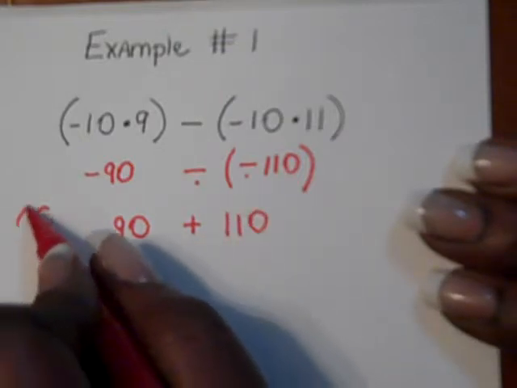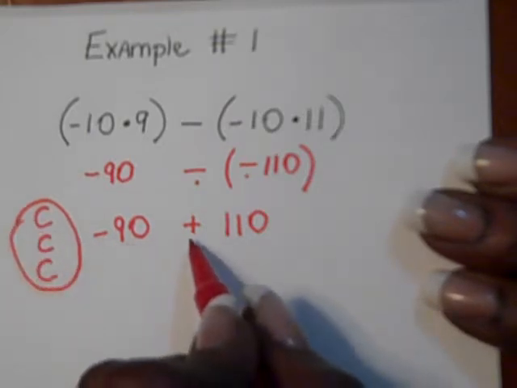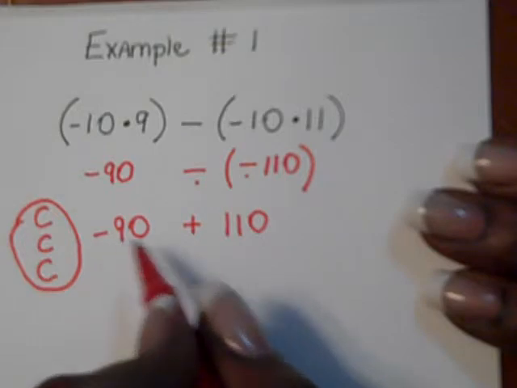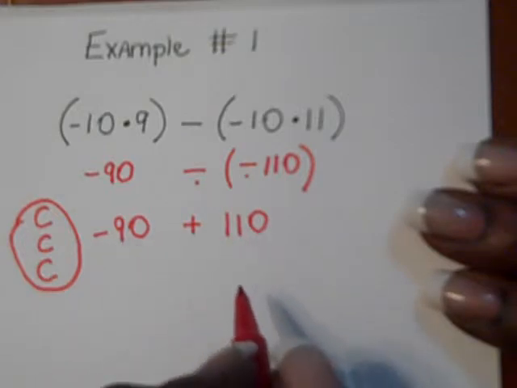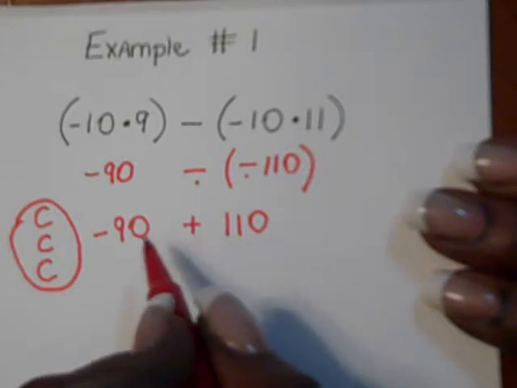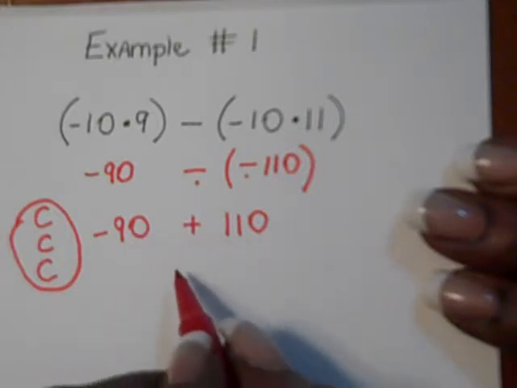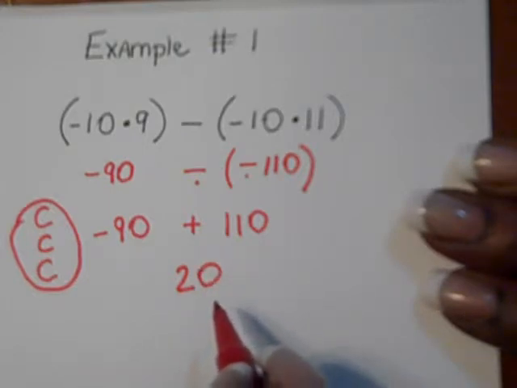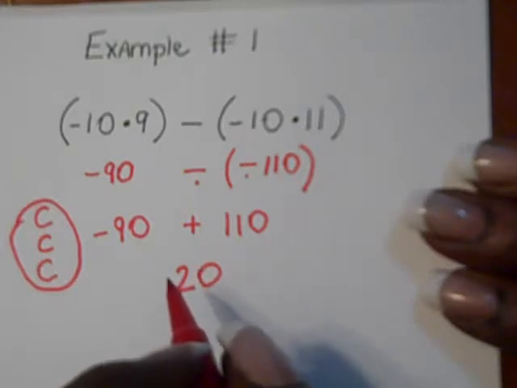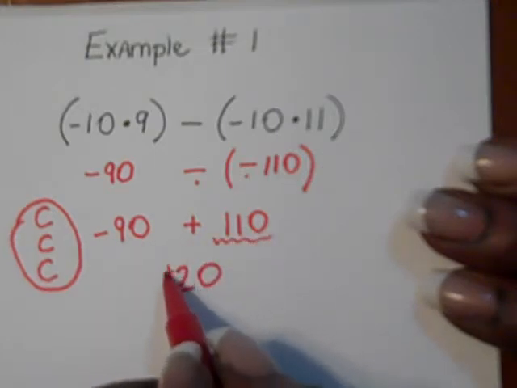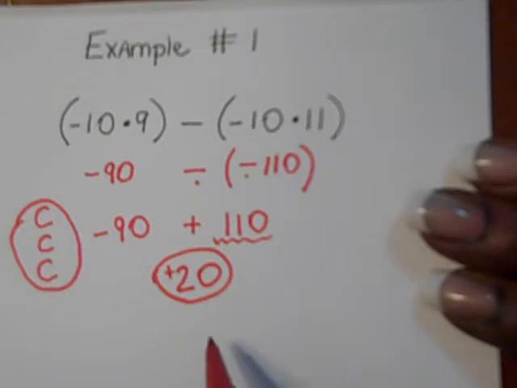So after we've CCC'd, we are now adding integers, and in this case our integers have opposite signs. One is negative, one is positive. Since the signs are not the same, we simply subtract. 110 minus 90 is 20. And the solution will take the sign of the number with the largest absolute value, which would be positive 20.